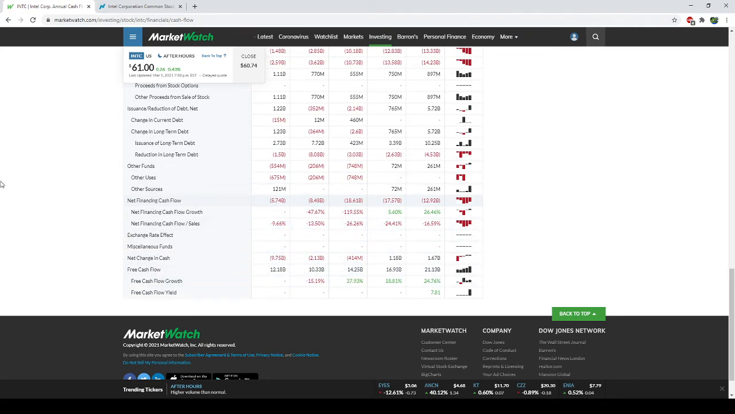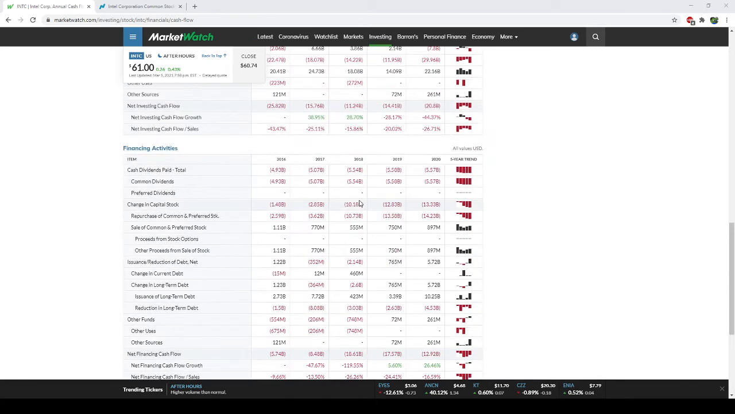Next thing we want to do is we want to look for our payout ratios. So we'll start with our payout ratio of free cash flow. For that, we're going to take our dividends paid, which for Intel is 5.41 billion. We divide that by 21.13 billion in free cash flow over the last year, and that gives us 25.5%, well below our 50% ideal ratio for payout of free cash flow.